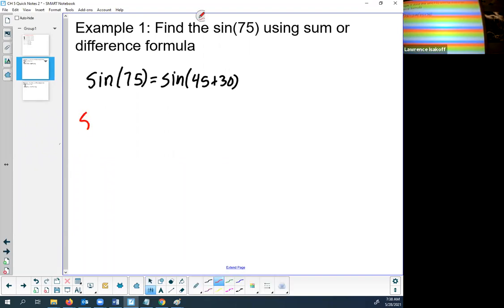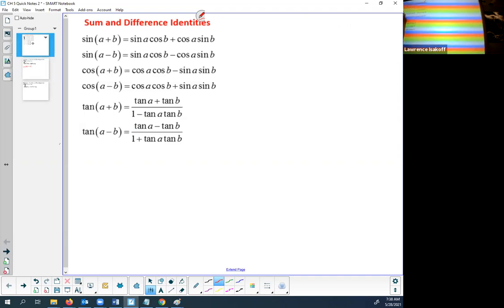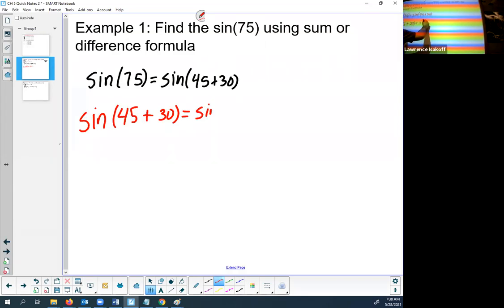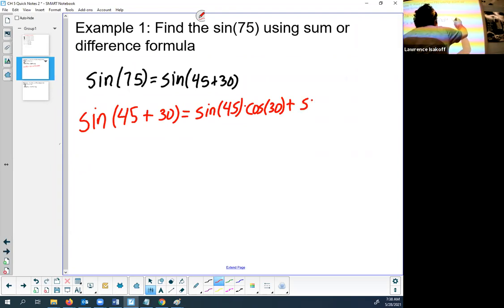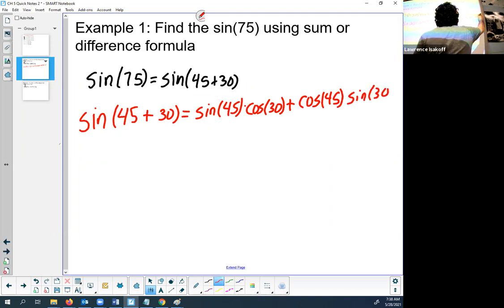So sine of 45 plus 30 is going to be equal to, remember, sine was sine times cosine, AB, then cosine times sine. So it's going to be the sine of 45 times the cosine of 30 plus now the sine, no, sorry, switch the order, it's cosine then sine, and the cosine of 45 times the sine of 30.